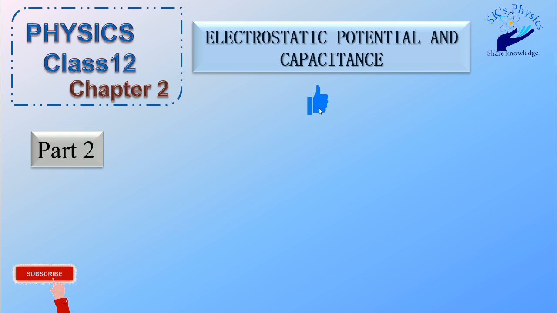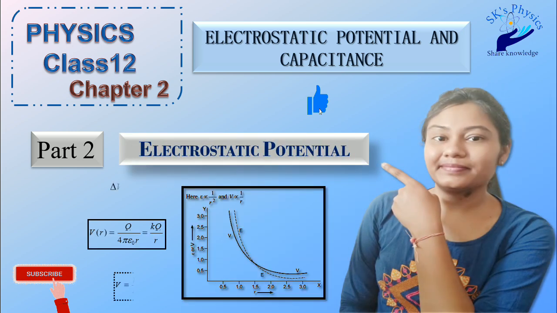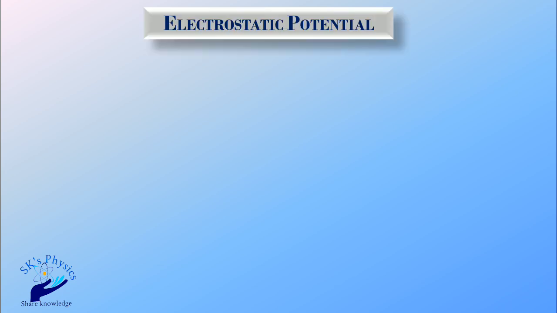Electrostatic potential and capacitance, part 2: electrostatic potential. What is electrostatic potential? Here we have two positive charges, so repulsion occurs, and the electric force is inversely proportional to distance squared. So, wherever distance increases, the electric force will reduce. At infinite distance, there is no electric force.